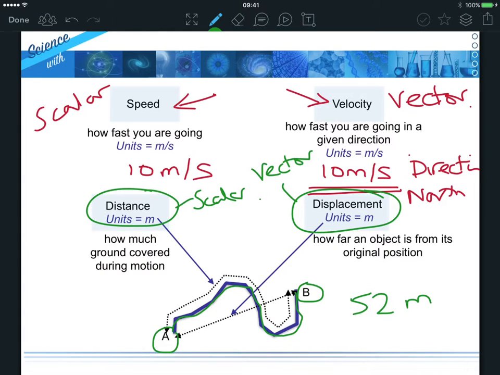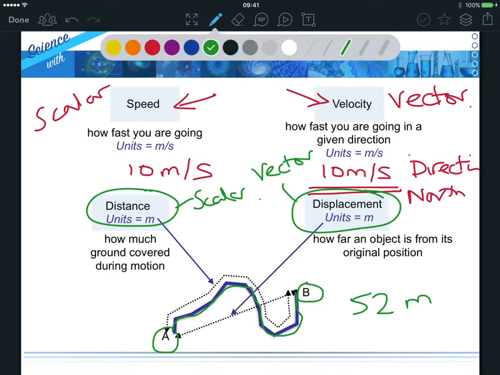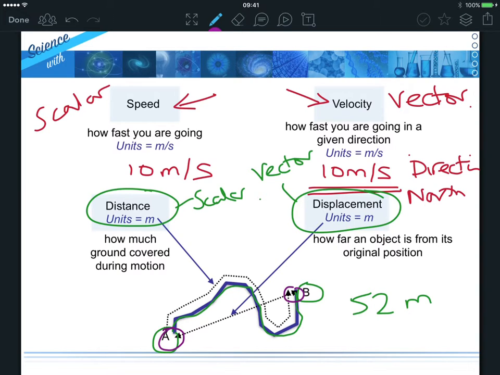Now, your displacement is slightly different because the displacement is the shortest distance between the 2 points. So your displacement would actually be significantly less, would also be measured in metres, but is the shortest distance between A and B. And that maybe in this case might be 35 metres, for example. So that's the difference between distance and displacement.